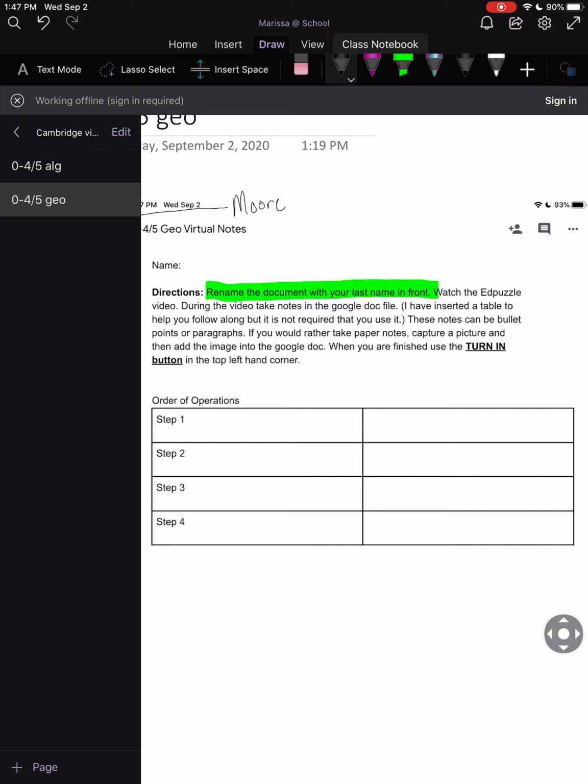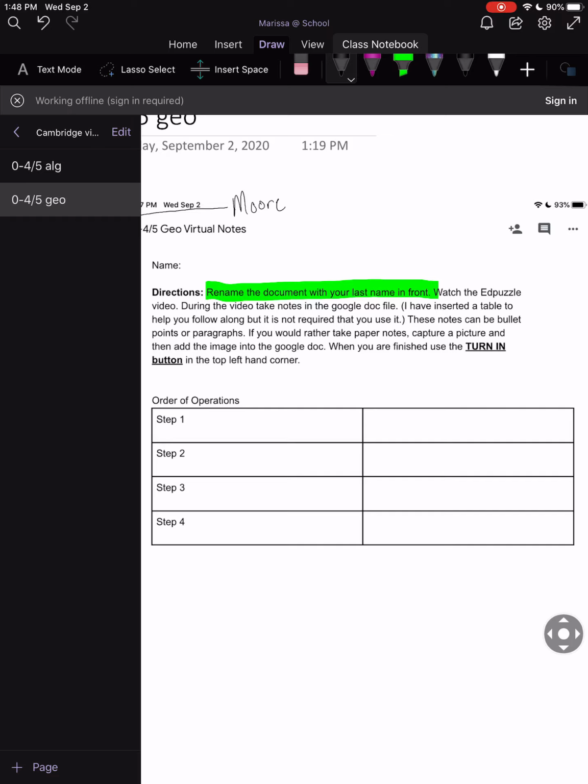You can use the table that I've given you. You can do bullet points, you can write paragraphs. I don't care what you do as long as you're taking notes, following along. If the video pauses, that means that there's probably a question in the video, so you're going to want to go and answer the question in the video. That being said, we are going to get started.